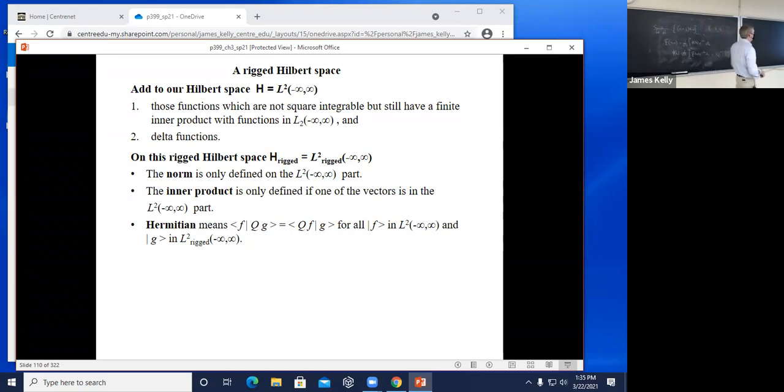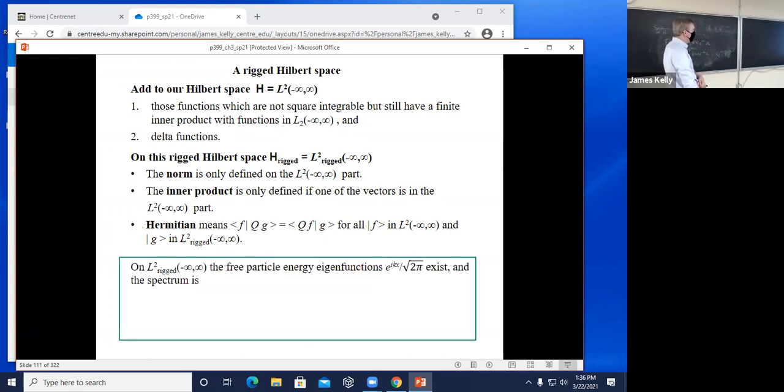So the idea is we don't want to say that there are no energy eigenfunctions and eigenvalues for the free particle. So if we say now instead of operating in capital L2, we're operating in the rigged capital L2, we can now say that the spectrum includes all these energies from 0 to infinity. And the collection of eigenfunctions or vectors includes those e to the ikx kinds of functions, okay?